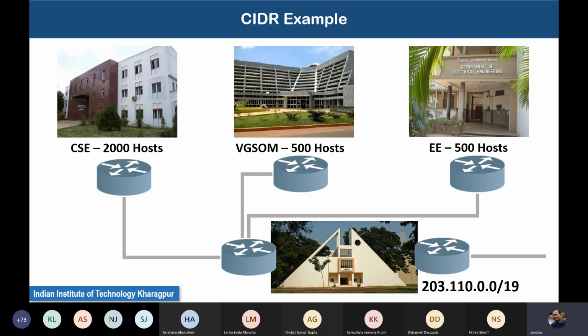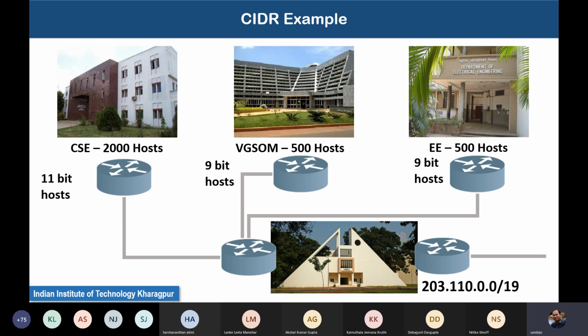So our first task would be to find out the maximum number of possible hosts mentioned in the individual departments. Let us find out how many bits I actually require in the host space, because that many bits are my essential requirement to support that many hosts. In case of CSE, you have 2000 hosts, so you need 11 bits. In case of VGSUM and E, you have 500 hosts, you need 9 bits. That is the first step.